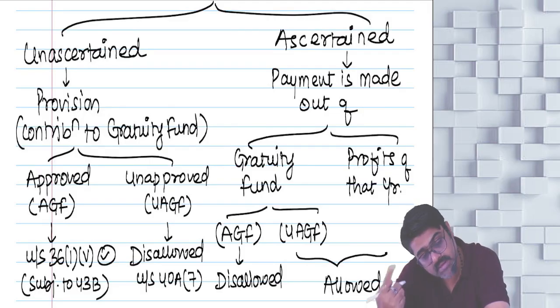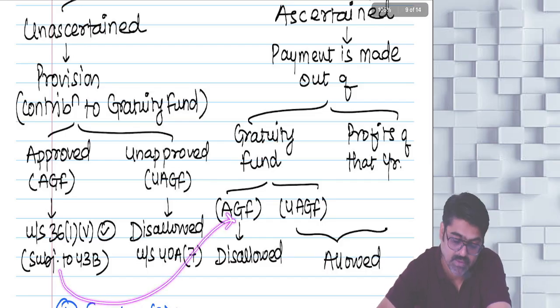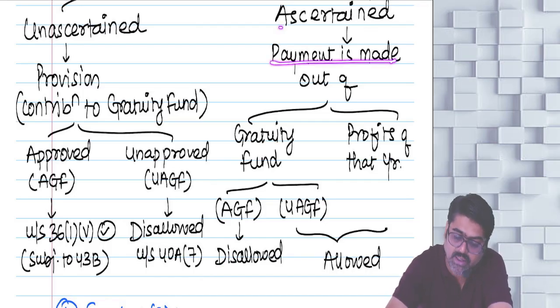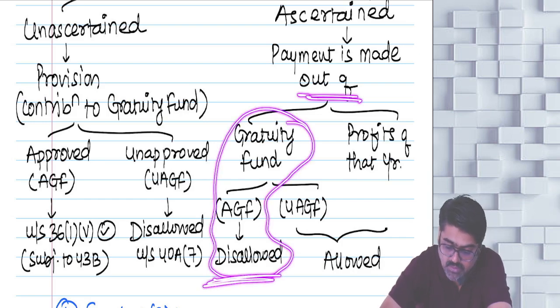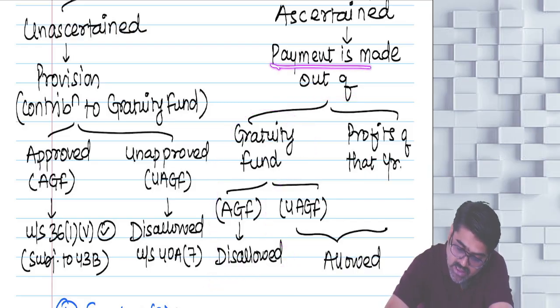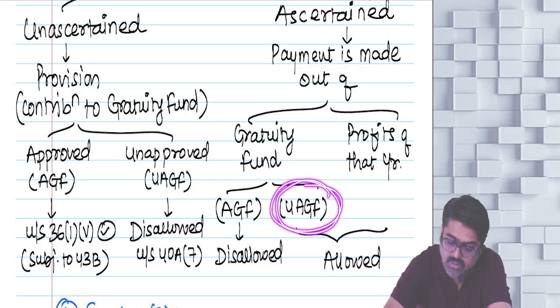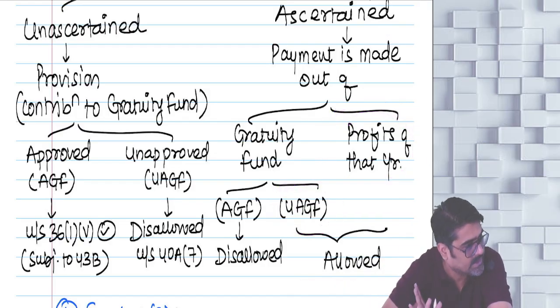And from where will that payment be made? The payment can be made from an approved gratuity fund. The payment can be made through an unapproved gratuity fund. Any payment of ascertained gratuity in the future made out of an approved gratuity fund will not be allowed as a deduction. Any payment of ascertained gratuity in the future from an unapproved gratuity fund or profits of that year will be allowed as a business expense in that year. Understanding? This is 40A(7). Done.